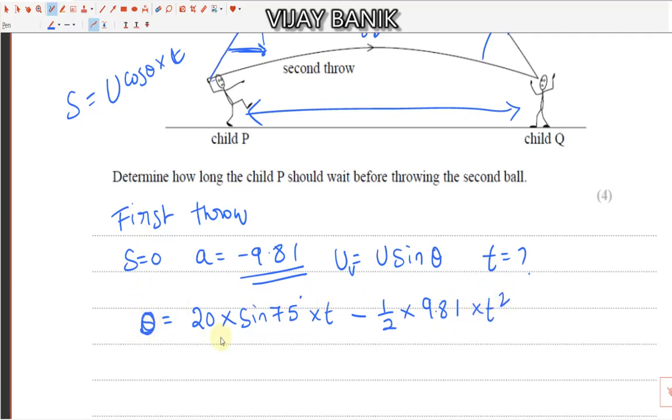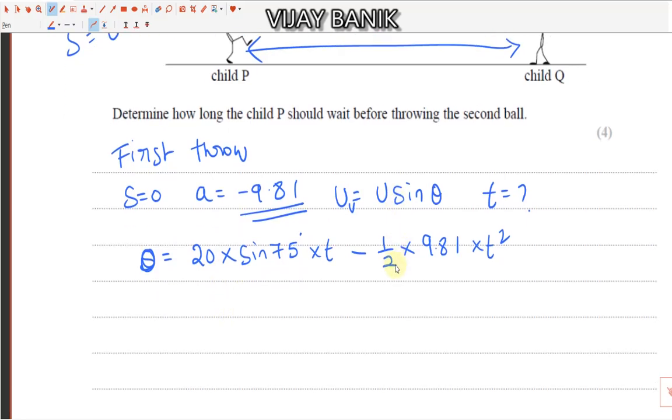If s is 0, I can bring everything to this side and make it positive: half into 9.81, so 0.5 into 9.81, that's 4.905. I'm bringing it over to this side to make it positive. So 4.905 t squared is equal to 20 into sin 75. How much is that? 19.32.